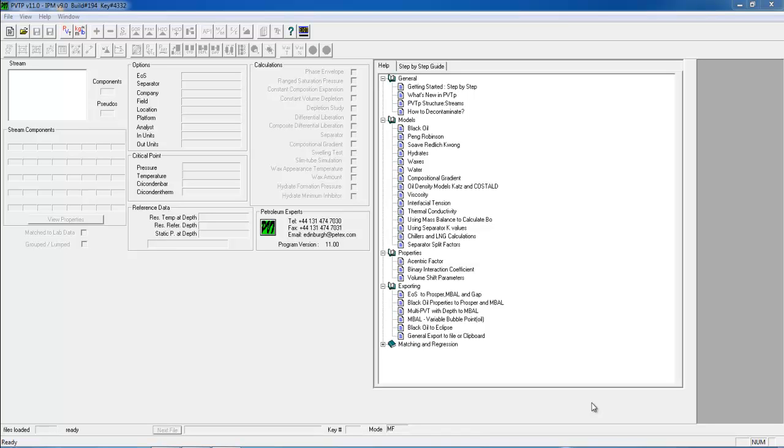In step 3, we will also try to match PSAT, CCE, and now we will add DLE. What's the average absolute error for all of them together? Below 5%. And now the last step, PSAT, CCE, DLE, and Separator test. Also below 5%.